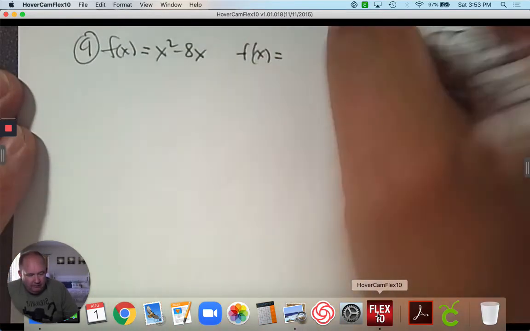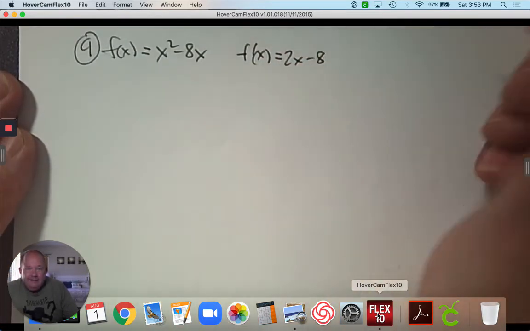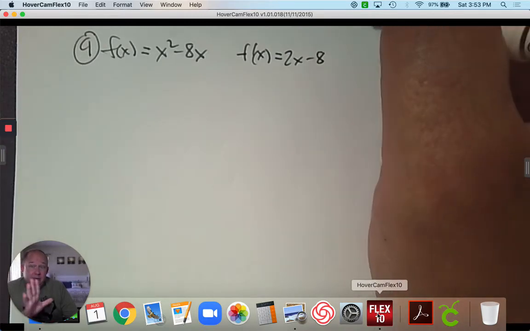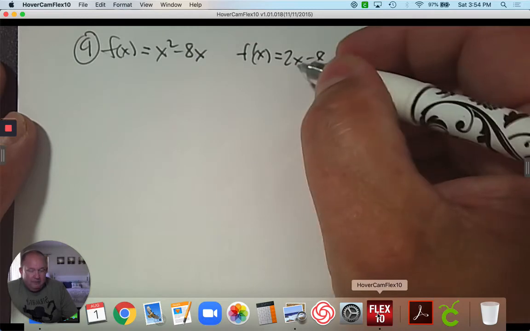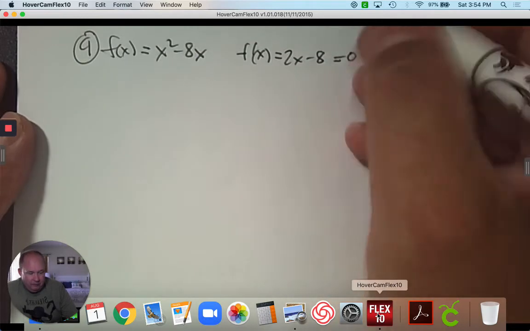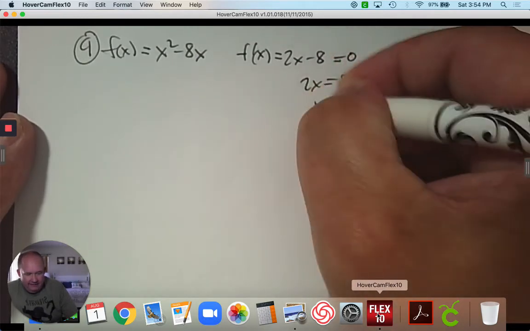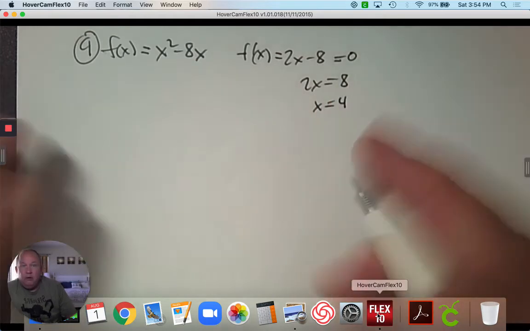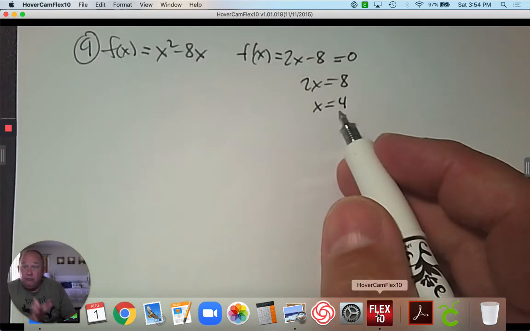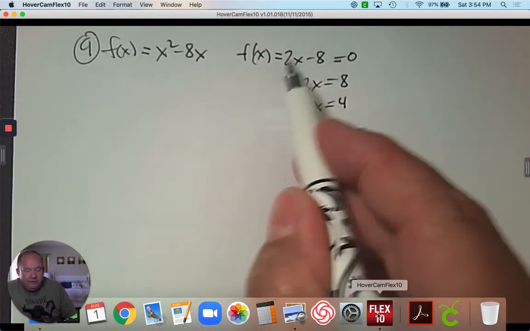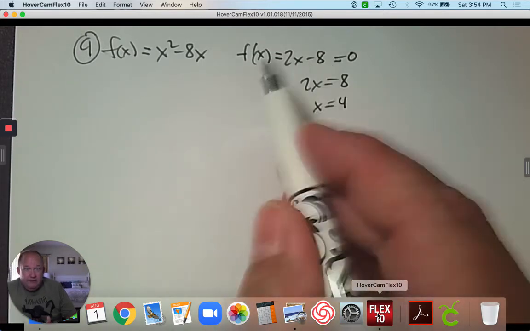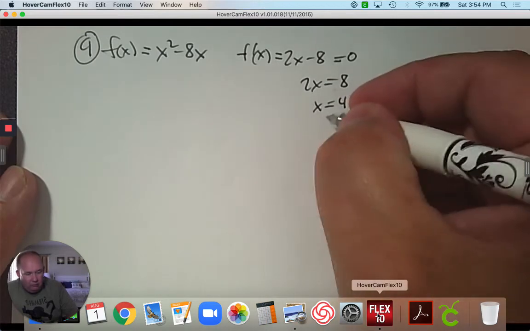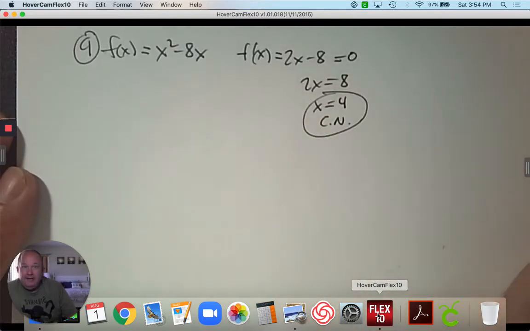The derivative here is 2x subtract 8. Then I look at two things. I make it equal to 0 and see what x value makes the derivative equal to 0. So if I solve this, add 8 and divide, you can see there is one value that makes it 0, which is 4. Is there anything that makes this undefined? It's a polynomial, so all values work. Nothing makes it undefined. So this is the only critical number right here at x equals 4.